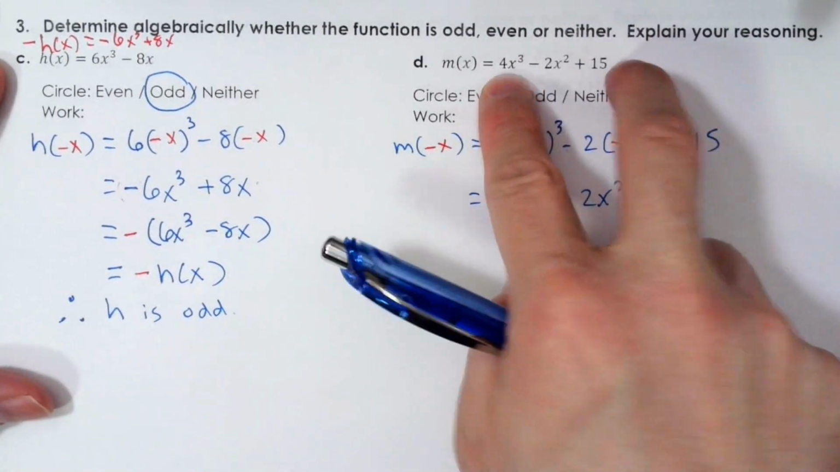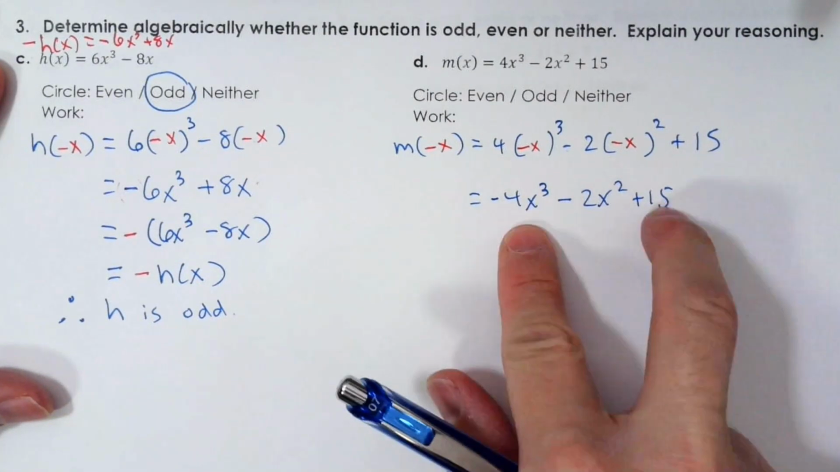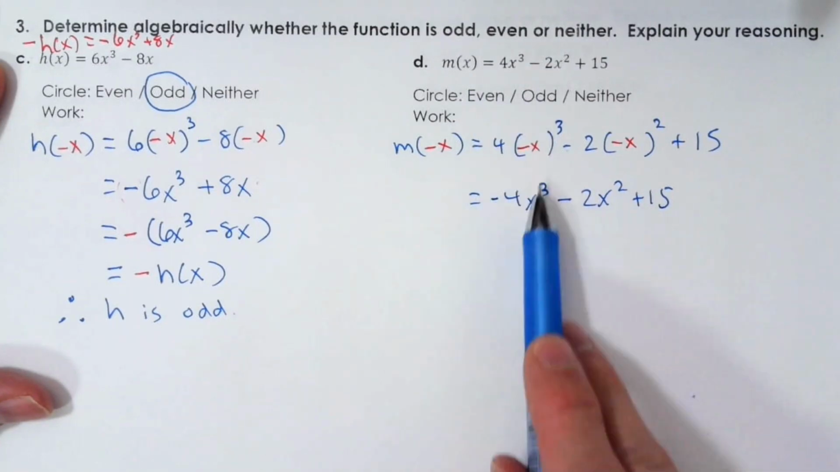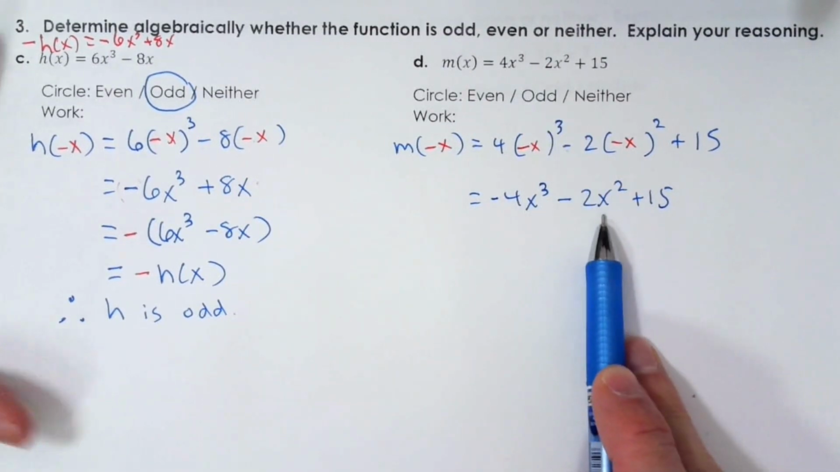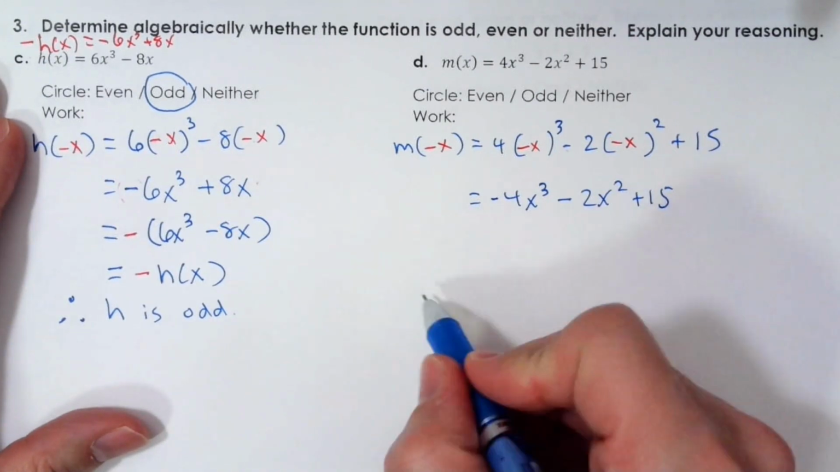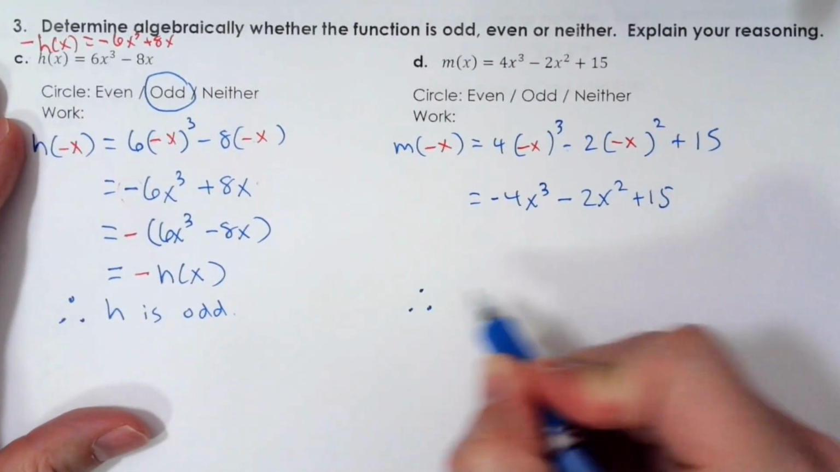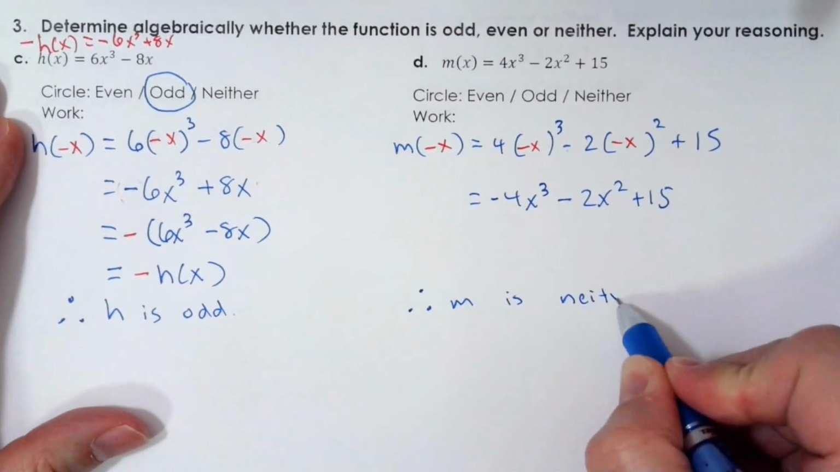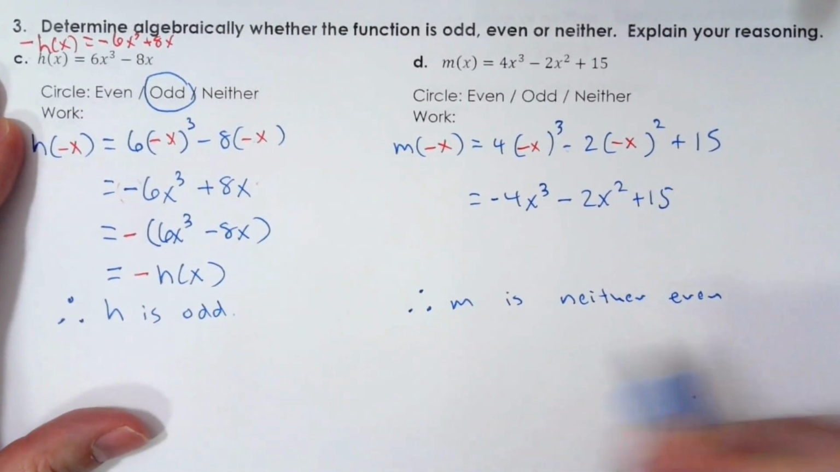Is that the original function? No. Is this the opposite of the original function? No, because see, that's the opposite of the first term, but not the opposite of the second term. So as soon as you get here, if you wanted to, you could say, therefore, m is neither even nor odd.